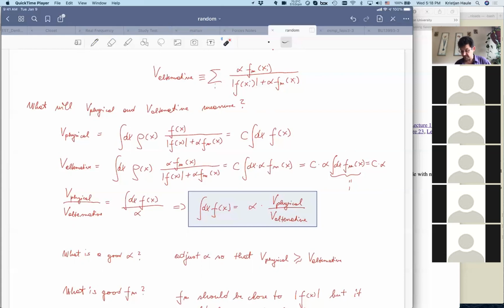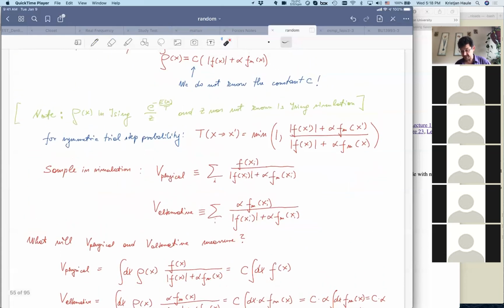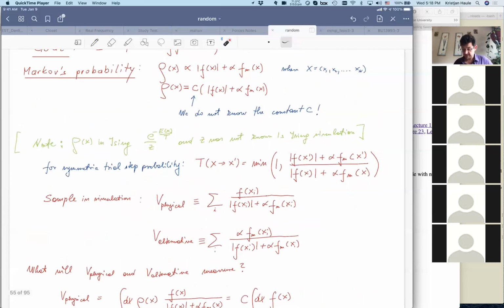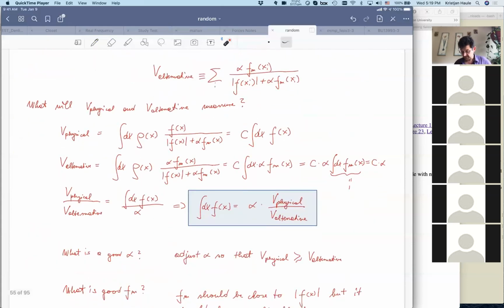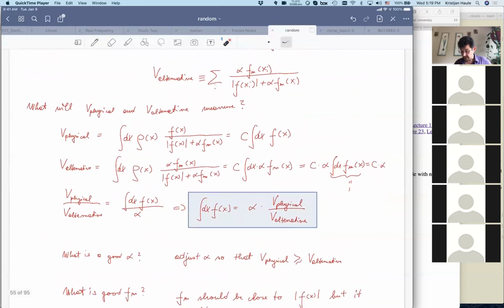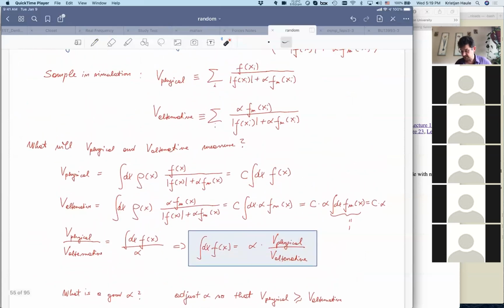Of course, if alpha is very, very large, on the other hand, then things are not that bad. What does it mean that alpha is large? Then basically we don't take the weight to be proportional to the absolute value of the function, but it's going to be just proportional to this alternative function, whatever that alternative function is. So alpha will be very large, v alternative will be very large. So we have a large number divided by a large number, which is not so bad. And then times v physical, which is going to be also something. And then this ratio is not going to be that bad. It's not going to be optimal, but still reasonable.